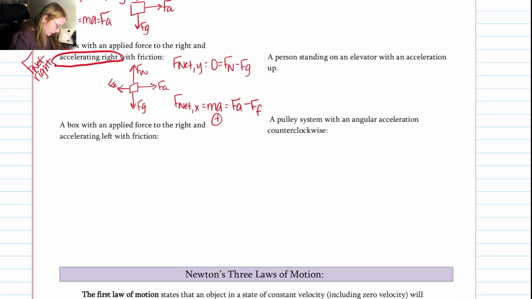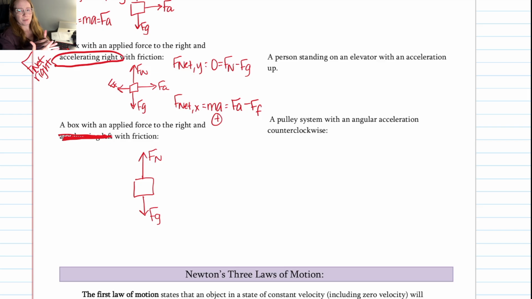Okay, a box with an applied force to the right, accelerating left with friction. Actually, that doesn't even make sense because friction would have to be bigger, and friction cannot be bigger than the force you're applying. Think of friction as like a reactive force. Whatever you push, friction's going to push back. But friction can't push more than that ever. It's a reactive force. So I really shouldn't have put that. But let's say an applied force to the right and constant velocity. Let's do that instead.